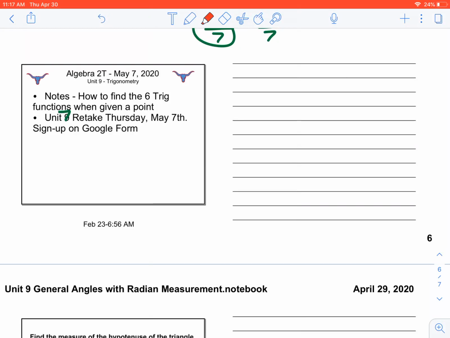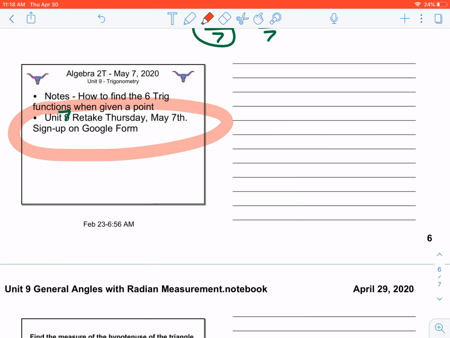Just a reminder that today is the day we are going to retake Unit 7. So if you filled out the Google form, you need to make sure that you are on Zoom. It's the message that we always do for Trig. That's the code at 9 a.m. and I will send you the test. Also, I sent you an email yesterday about the details of it.